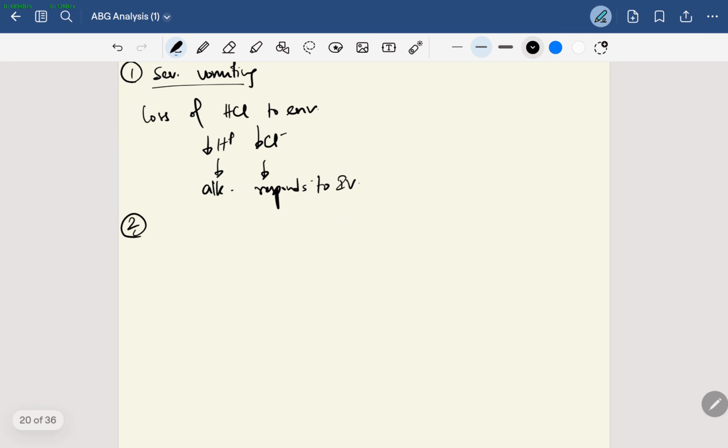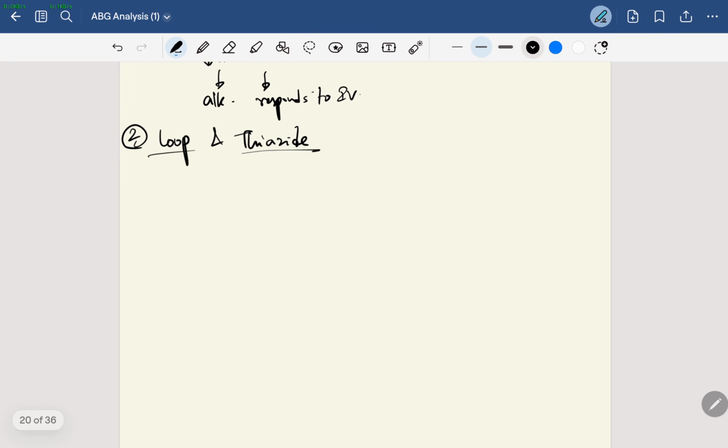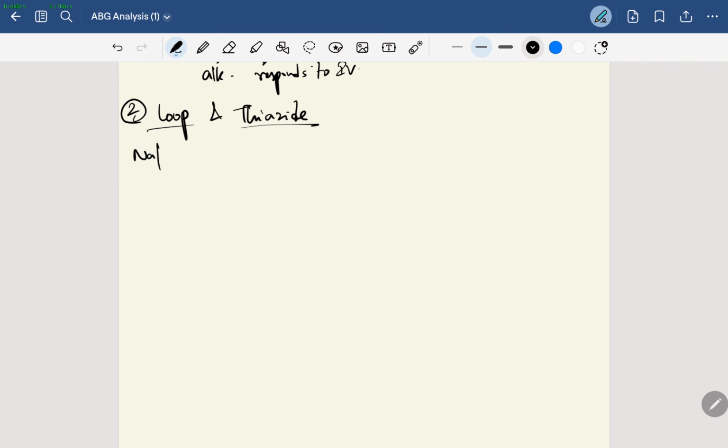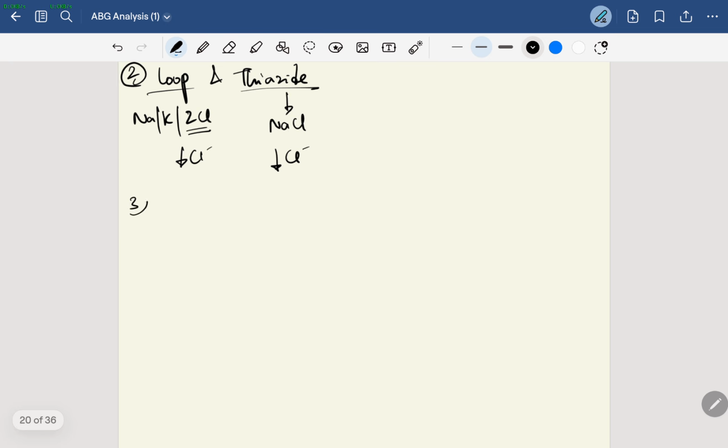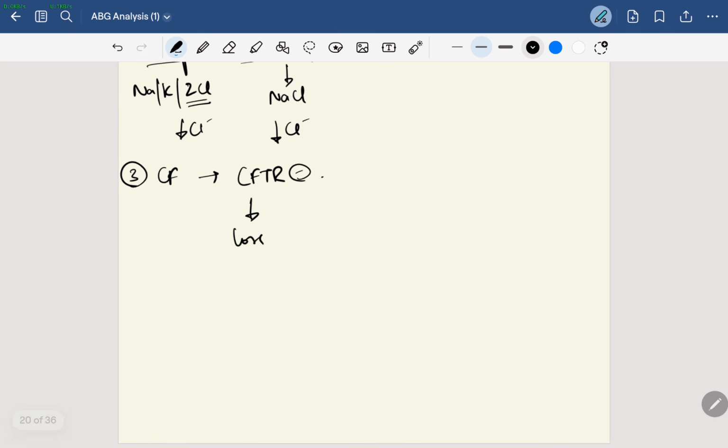Another cause is use of certain diuretics, specifically loops and thiazides. Now, if you recall the mechanism of action of these diuretics, loop acts on the sodium potassium 2 chloride transporter. So of course this is lost in urine, so there will be low chloride. And likewise thiazide acts on the sodium chloride transporter in DCT. So consequently there will be a loss of chloride. And another cause is cystic fibrosis, which of course is a mutation in the cystic fibrosis transmembrane receptor protein, which leads to loss of chloride to environment because chloride can't be reabsorbed. That's the defect.